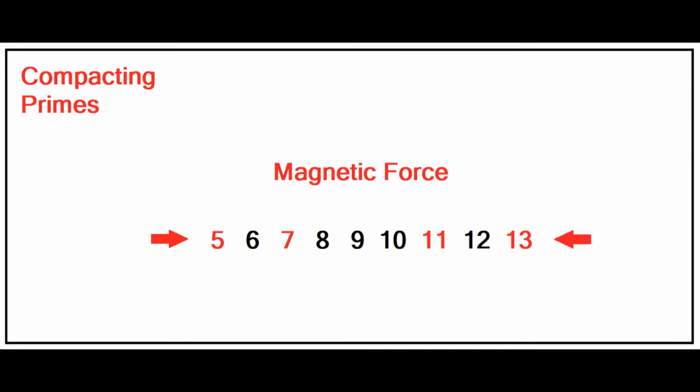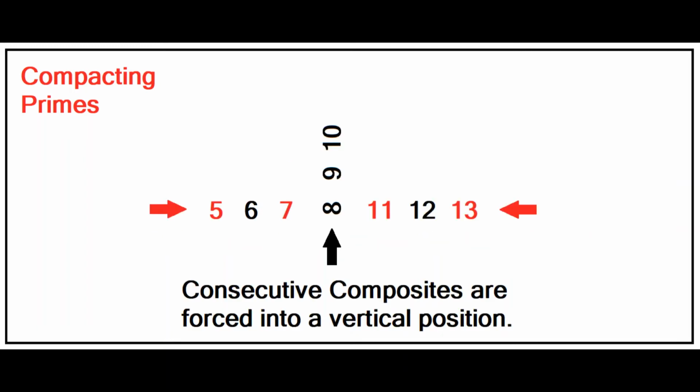Here we're taking a look at how the prime numbers compact together to create radii. The threshold primes 5 and 13 are pushed together by magnetic force indicated by the red arrows here. This causes the consecutive composites running horizontally between them to move into a vertical position. Here's what that looks like after primes have been compacted.